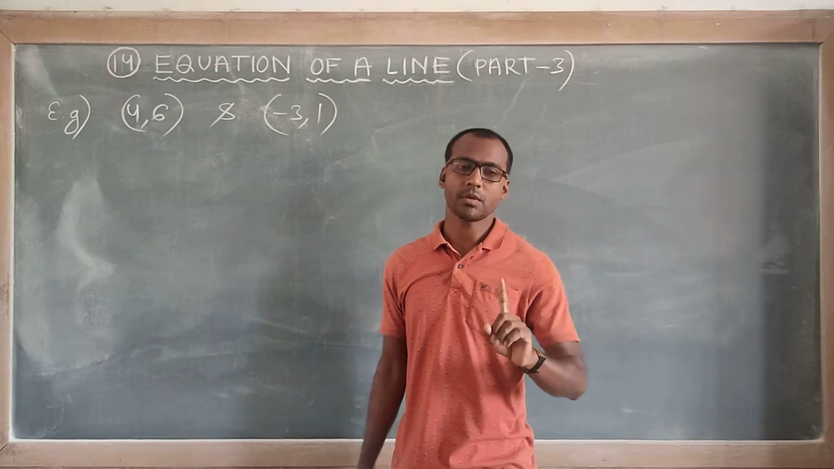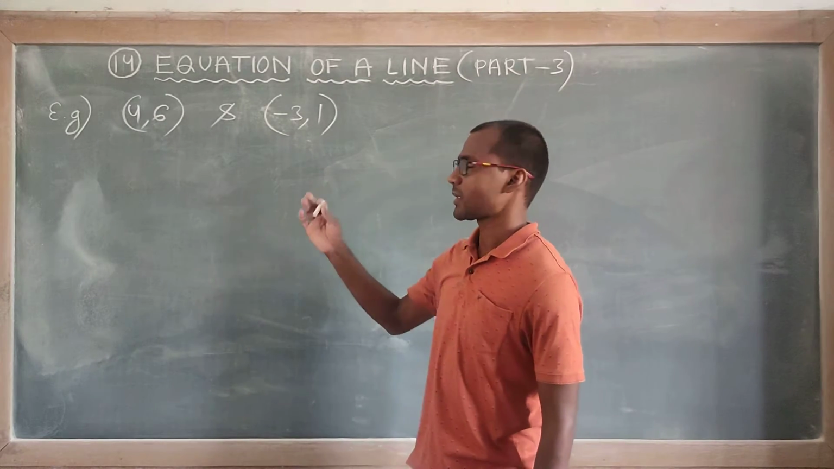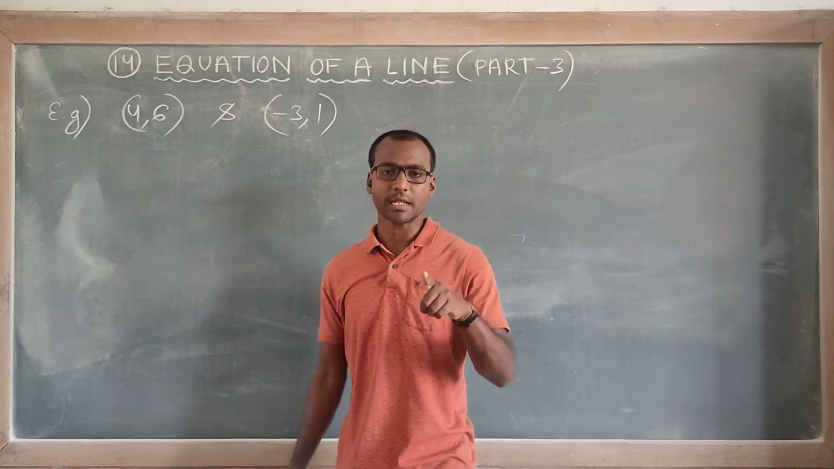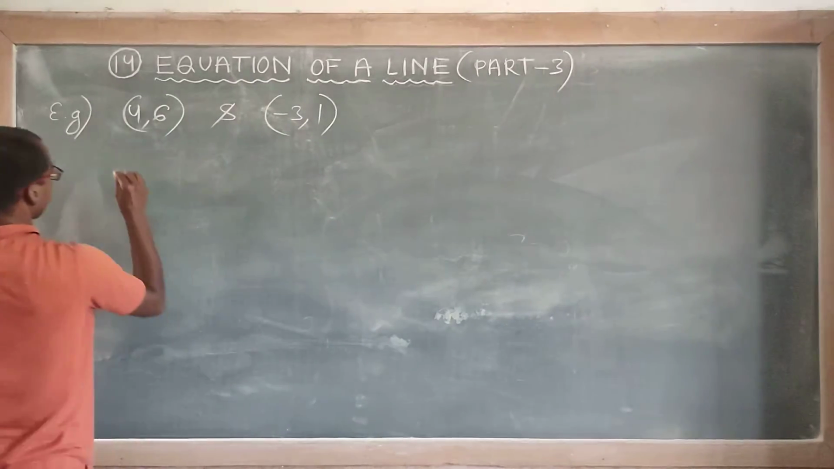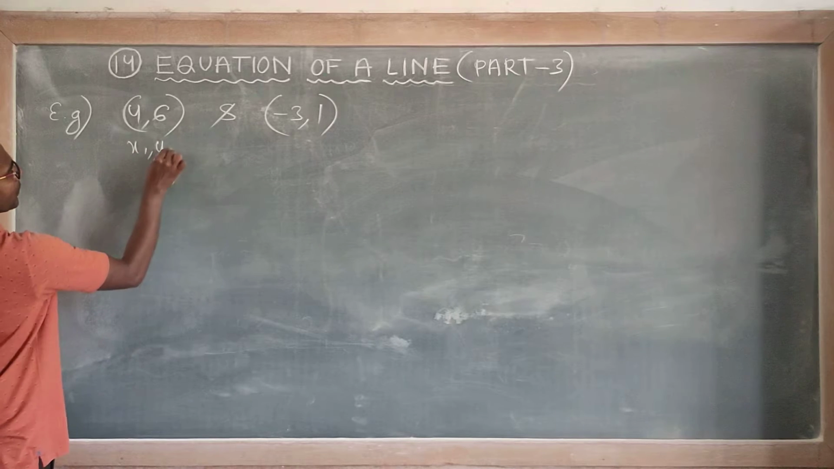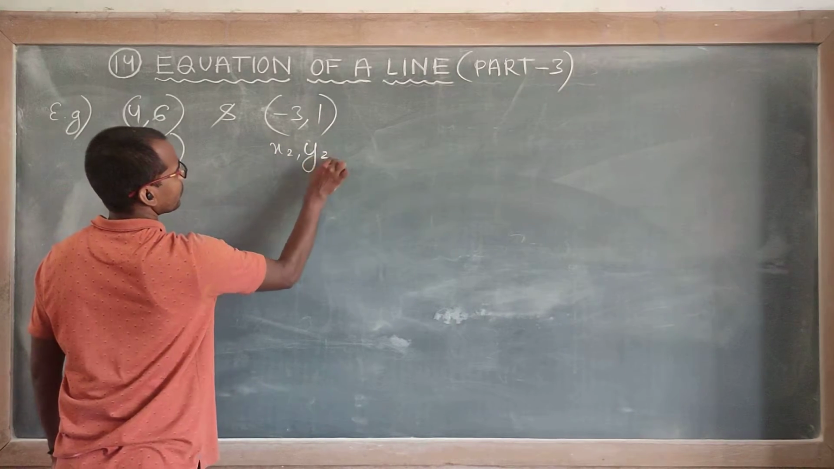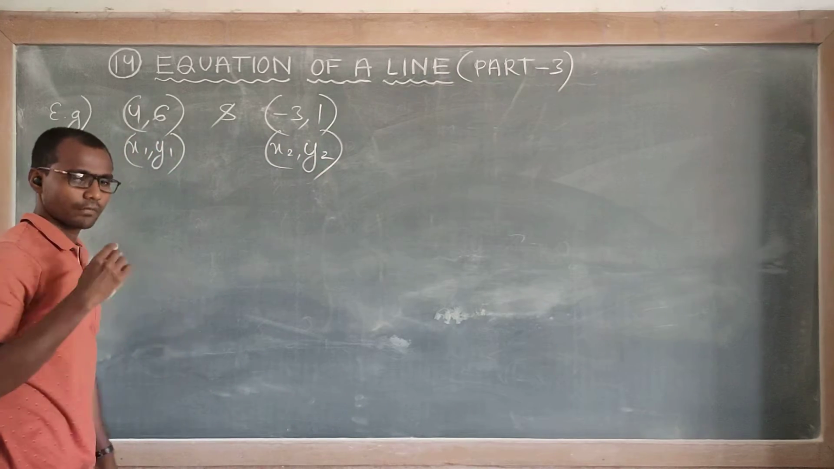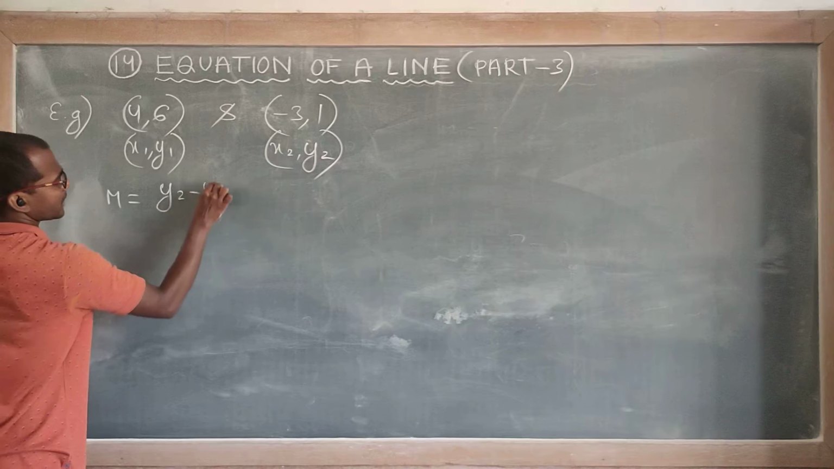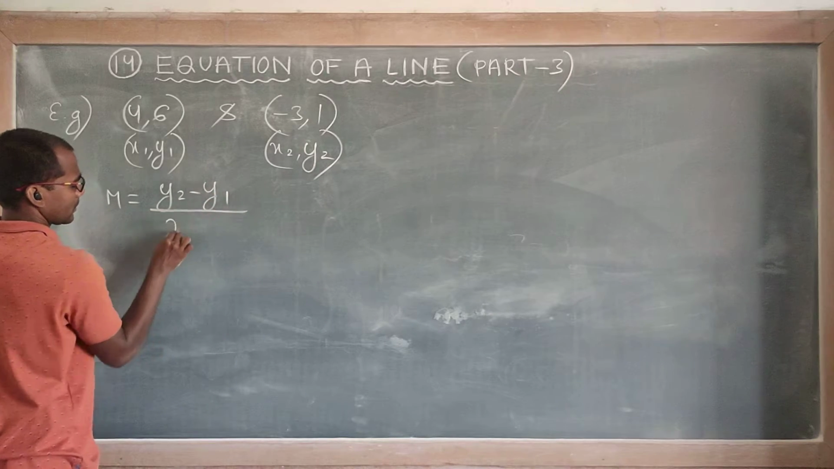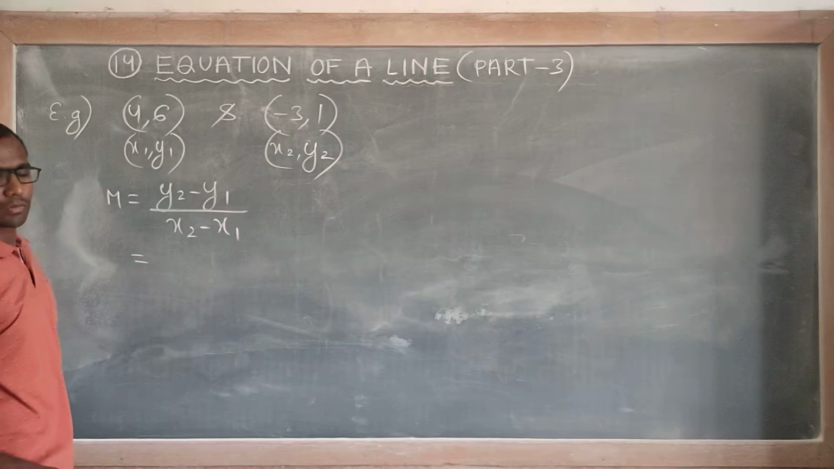First you have to find slope. If it is given, okay. If it is not given, then you have to find it anyhow. Theta is not given, so we cannot use the formula tan theta. But 2 points are given. You can assume that this is x1, y1 and this is x2, y2. Then you can find the slope using the formula y2 minus y1 by x2 minus x1. This is given in part 2.